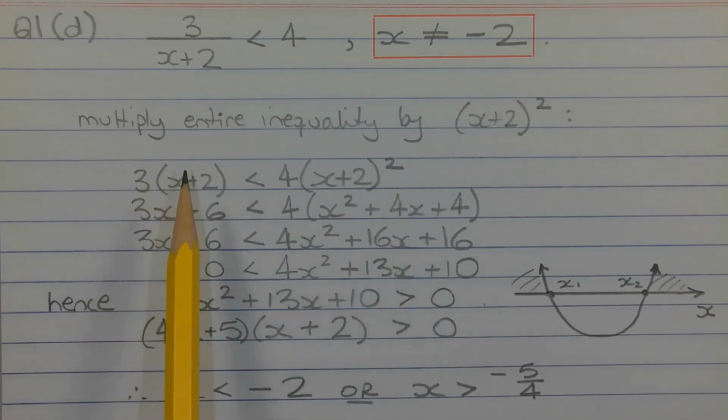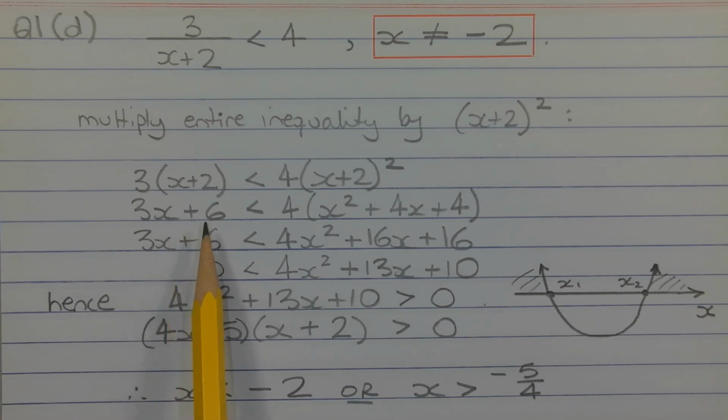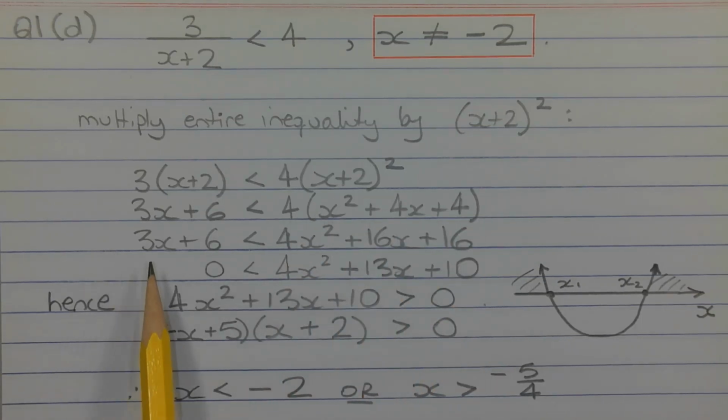Expanding the brackets on the left-hand side and expanding the perfect square on the right-hand side, we get 3x plus 6 less than 4(x squared plus 4x plus 4). And then multiplying 4 by all terms inside the brackets, we get 3x plus 6 less than 4x squared plus 16x plus 16. Moving the terms on the left-hand side over to the right-hand side, we get 0 less than 4x squared plus 13x plus 10. Hence, 4x squared plus 13x plus 10 is greater than 0.